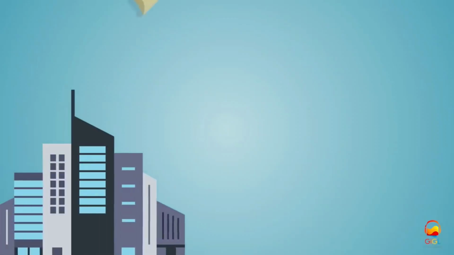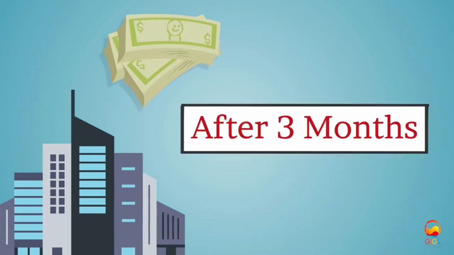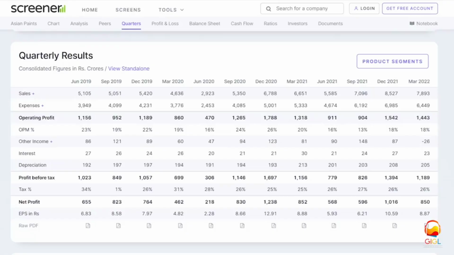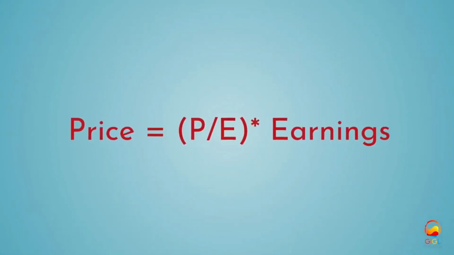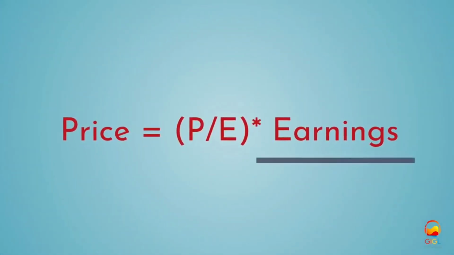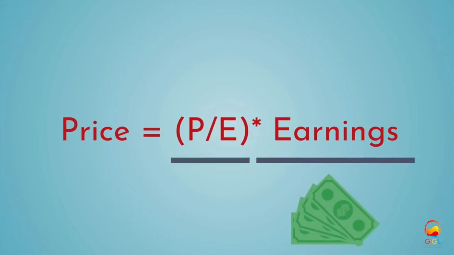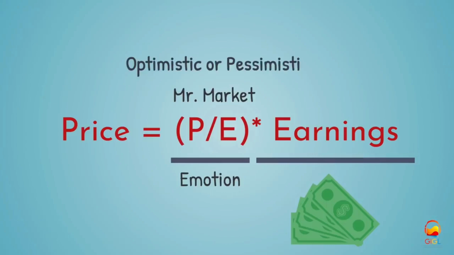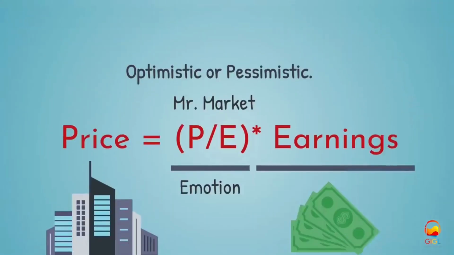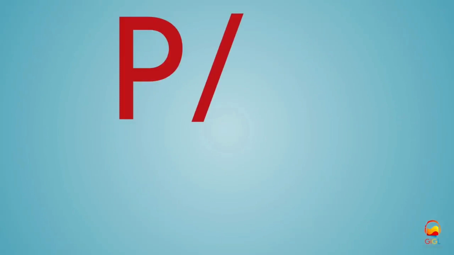Whereas we get to know the earnings of the company only after 3 months, when the quarterly report comes. Why so? Again, look at this equation. The share price of the company is made up of 2 things. First, its actual earnings, that is how much money the company actually earned, and secondly, the emotion of the public, which is the PE. Now some people call PE emotion. Many say Mr. Market, and many say that the public is being optimistic or pessimistic.